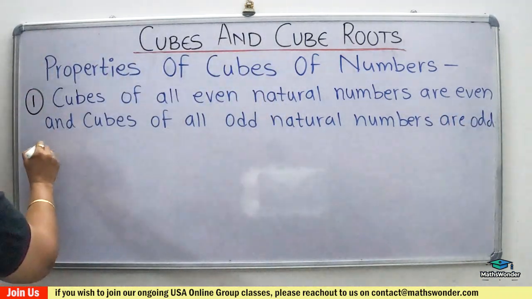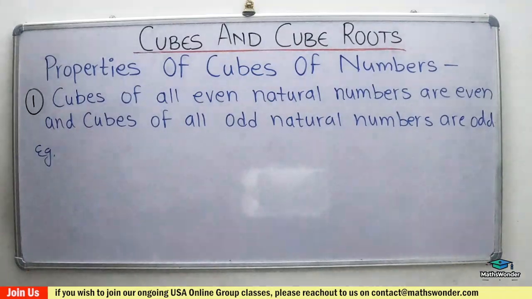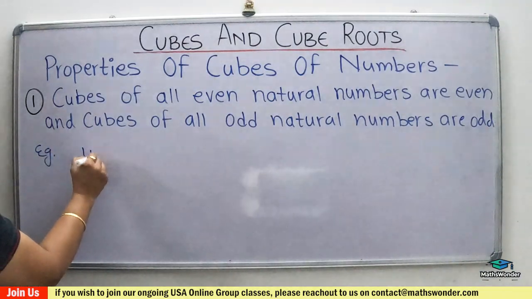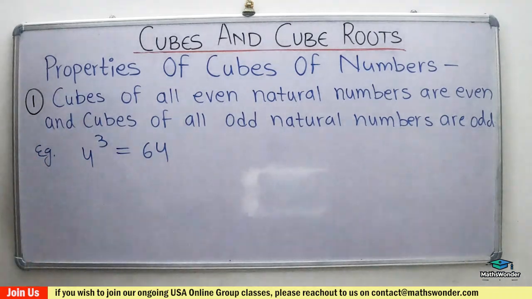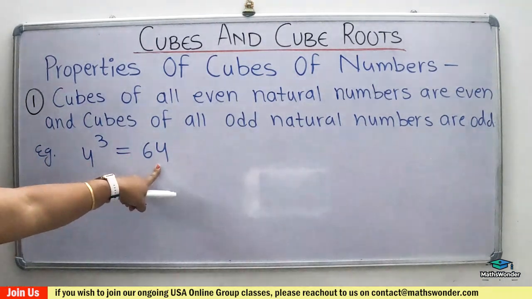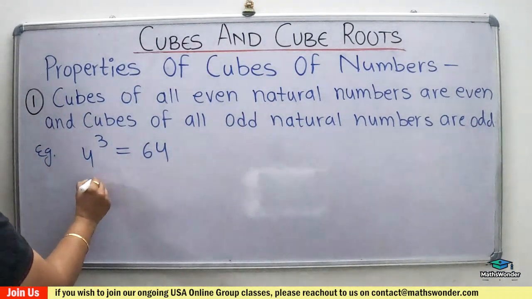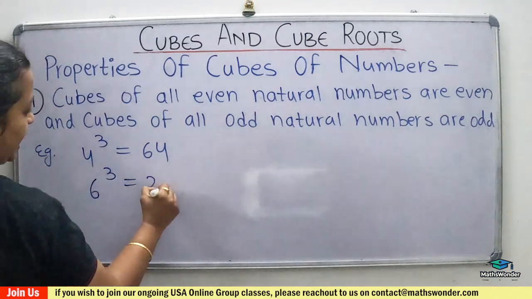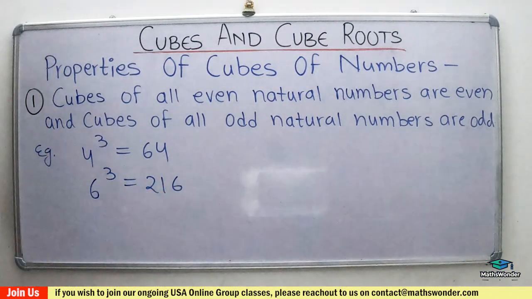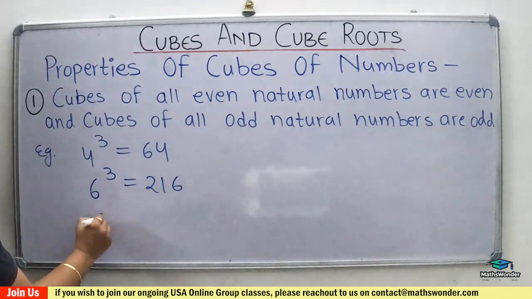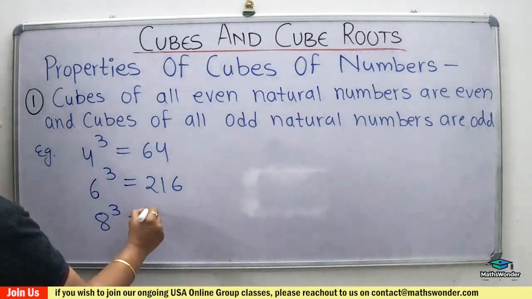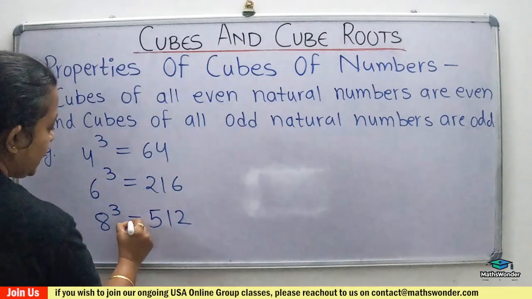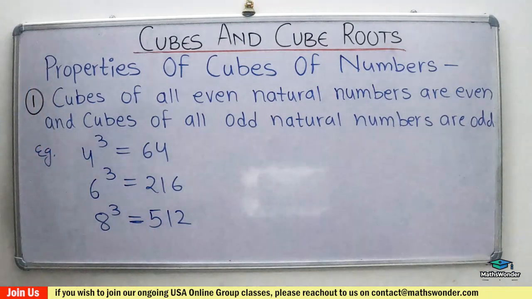I am giving the examples. Suppose 4 cube. 4 cube is 64, because 4 is an even number, so the cube is also an even number. 6 cube, 6 is also even, so you will get an even number, 216. 8 cube is 512, because 8 is even, so the cube is also even.